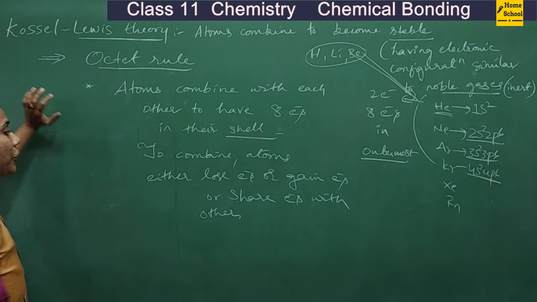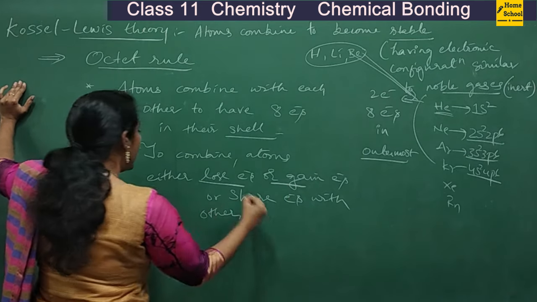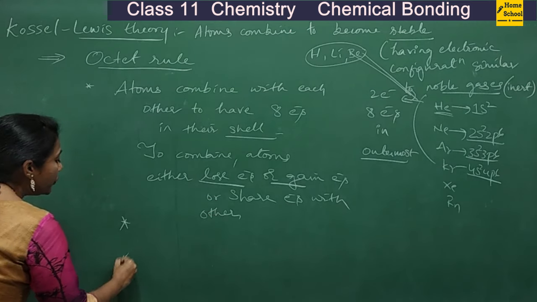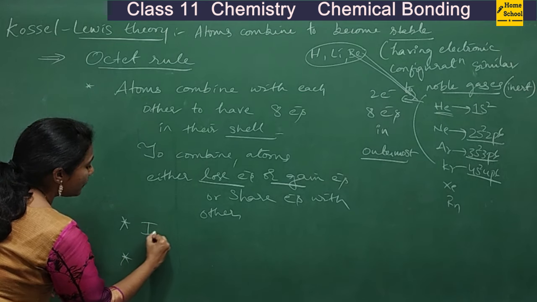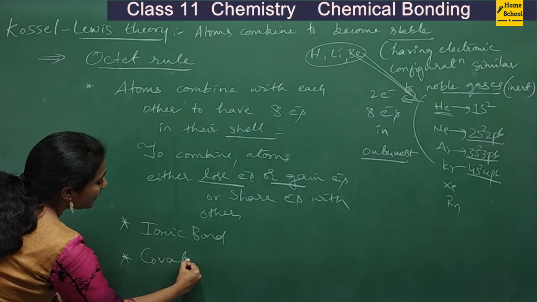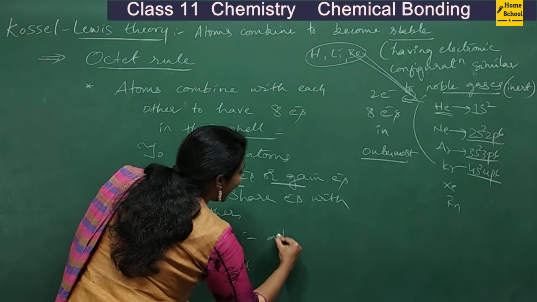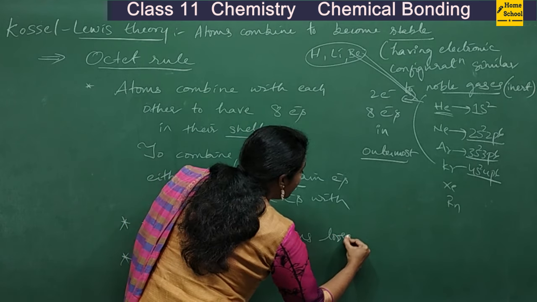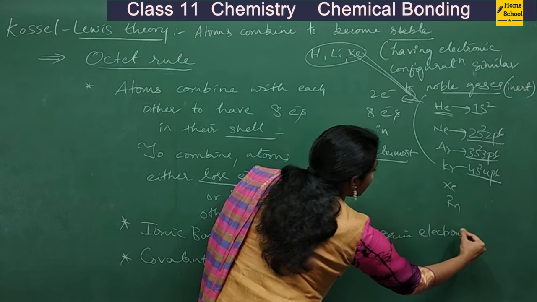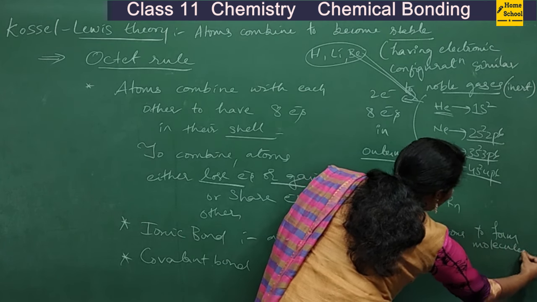So now I told you that when they combine with each other, they either lose, gain or share electrons, right? So now let us understand the two types of bond here. The first one is ionic bond and the second one is covalent bond. So what do we mean by ionic bond? Here, atoms lose or gain electrons to form molecules. This is called ionic bond.